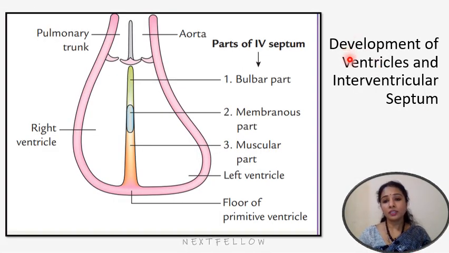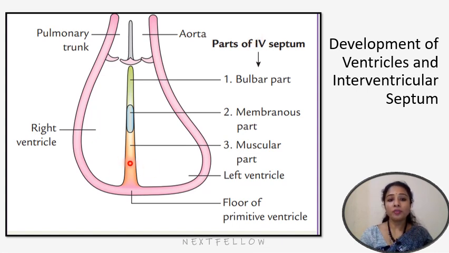So now let us discuss the septa forming between the right and left ventricles. We finished the atria and the interatrial septum as well. So continuing with the partition of the primitive ventricle. The interventricular septum consists of three parts. You can see three colors here, three parts. The lower one is the muscular part, the upper one is the bulbar part, and in between these two we can see the membranous part. So these three parts develop from three different sources.